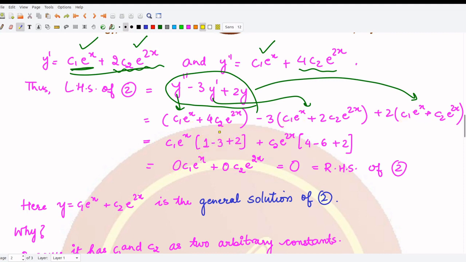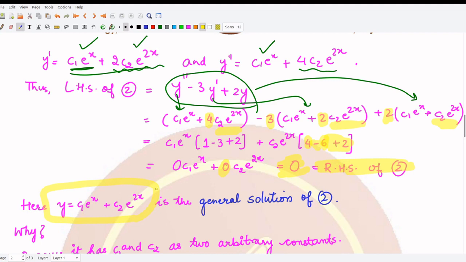Similarly, for the second term, c2 e to the power 2x is appearing in these 3 terms, correct? So you can collect the coefficients. For y double dash it is 4, then -3 times 2 is -6, and then +2 is +2. You can add all of them to obtain 0 again. So you see this is equal to 0, and 0 was the right hand side of the second equation. Hence this becomes the solution.